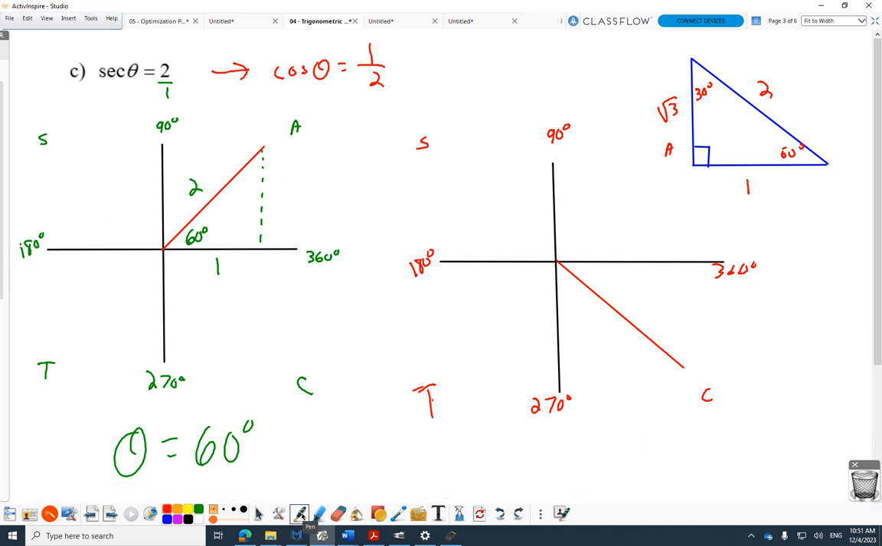Draw the triangle. Adjacent, hypotenuse. Theta equals 360 minus the 60. 300 degrees is the other answer.